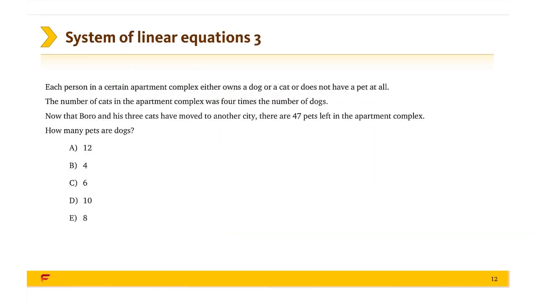Another system of linear equations, and this time I think slightly more difficult than the previous ones. But again, the technique is same as before. We just need to figure out the language of math hidden behind the words, and we need to build two equations and solve these questions as we did previously. Each person in a certain apartment complex either owns a dog or a cat, or does not have a pet at all. The number of cats in the apartment complex was 4 times the number of dogs.